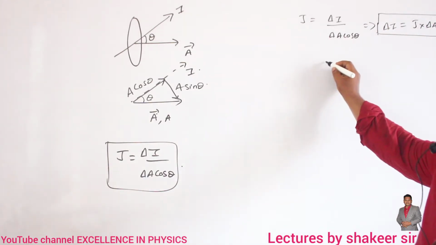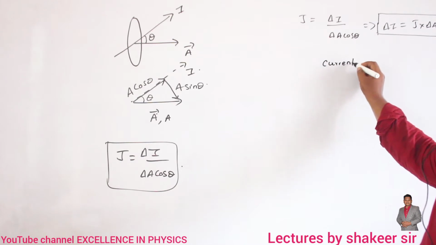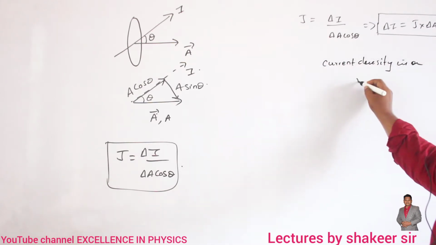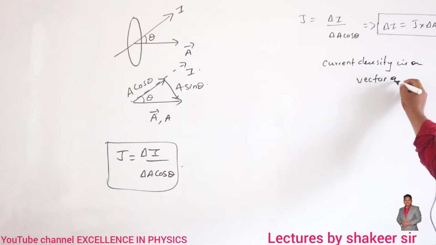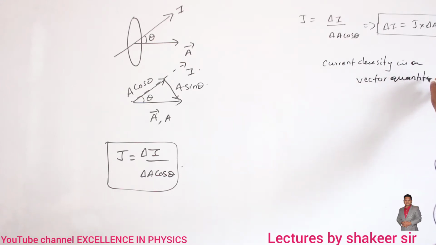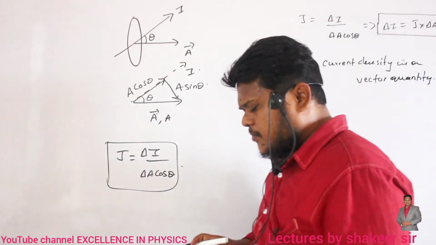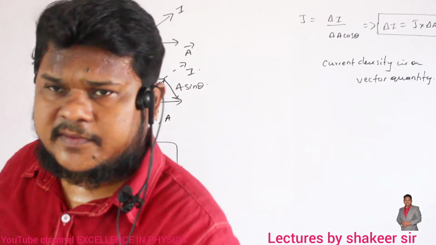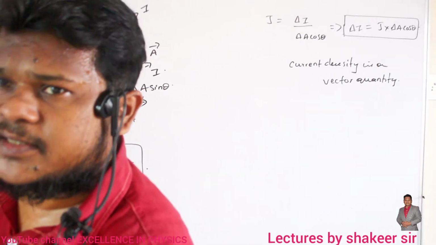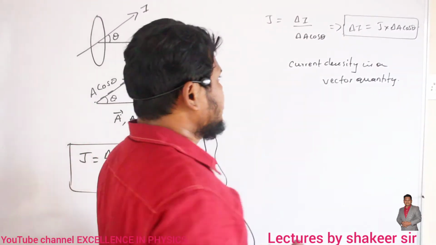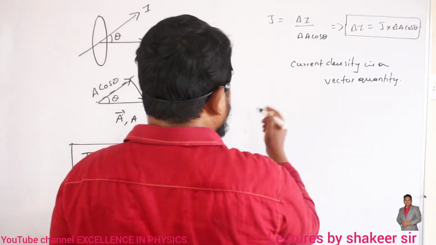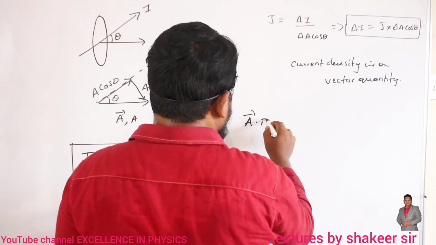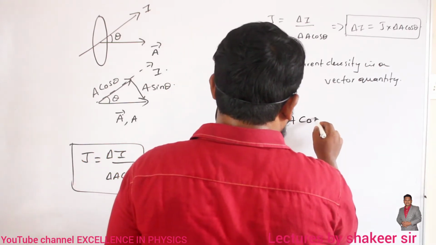Now here, current density is a vector quantity. Current is definitely a scalar quantity because it doesn't follow the vector laws of addition, but current density is definitely a vector quantity. So this equation is in the form of a dot product of two vectors, no? So a dot b is equal to ab cos theta.